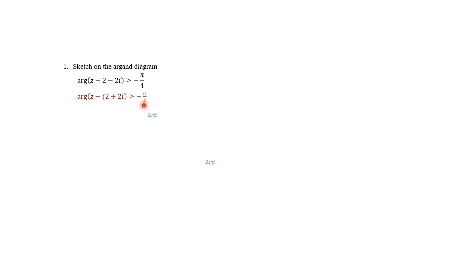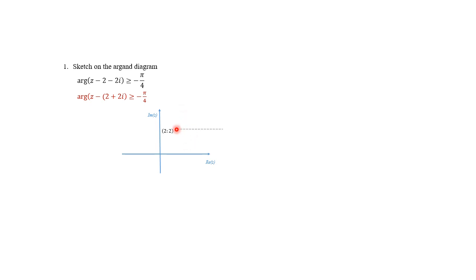Let's go to the Argand diagram here. We are going to go to the point 2 plus 2i. This is our point, and we draw the horizontal line here. Then from this point we need an angle of negative pi over 4. The angles that are up here are positive if you are measuring in an anti-clockwise direction. Measuring in a clockwise direction, the angles are negative.